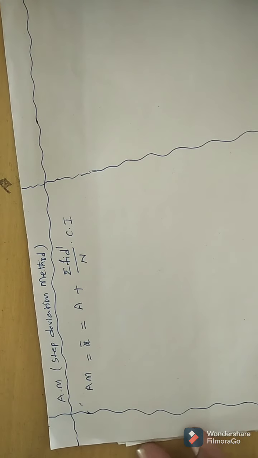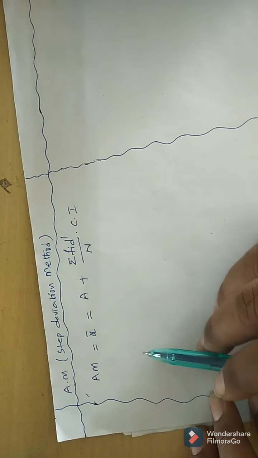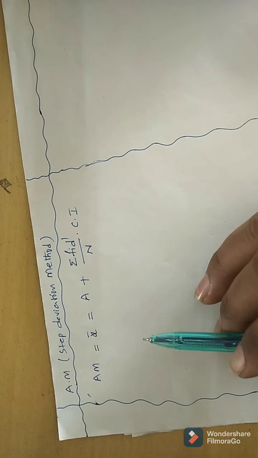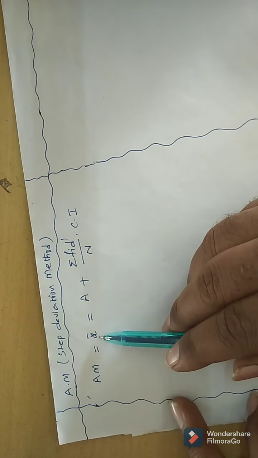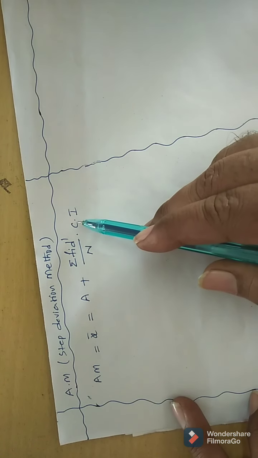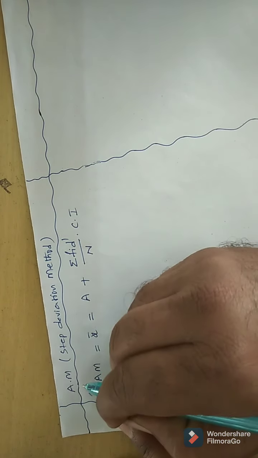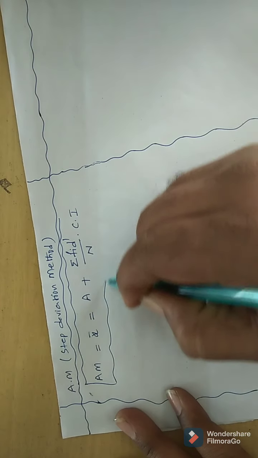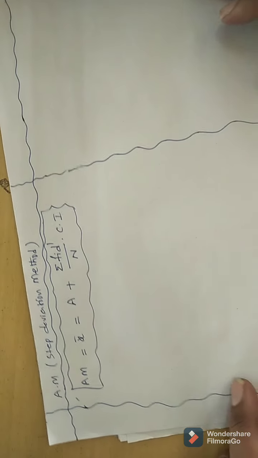We calculate arithmetic mean in the continuous data by means of the step deviation method. This is a special method that only exists in the continuous series. So what is the formula? X bar is equal to A plus sigma fi d dash by n into ci, or else you can simply put c also. You know very well the actual meaning of each and every letter in this formula.